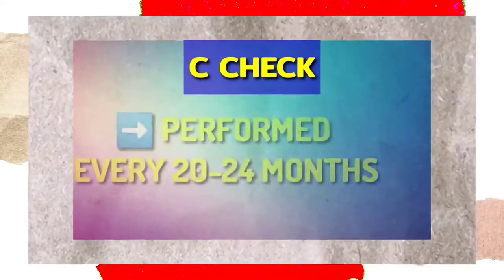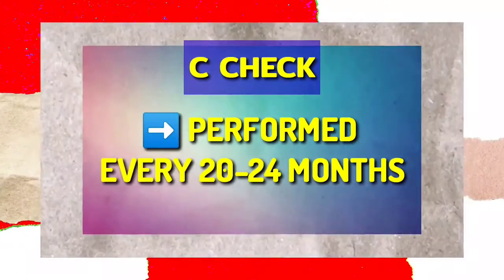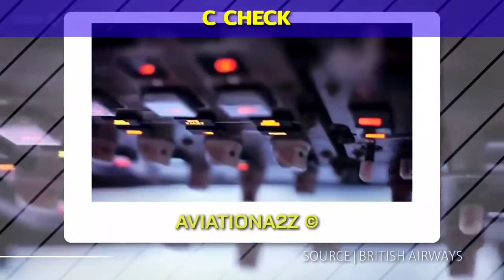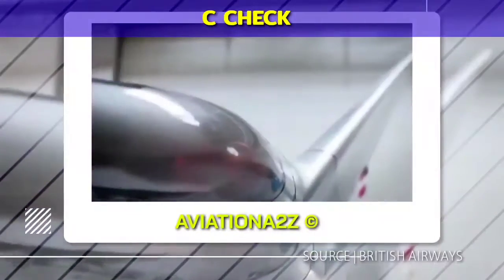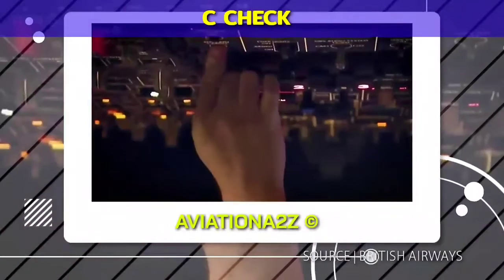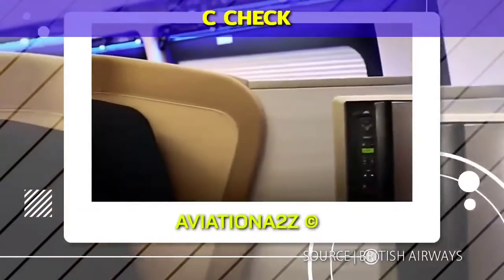C check. It is performed every 20 to 24 months or a specific amount of actual flight hours as defined by the manufacturer. As it is more extensive than B check, it requires a majority of aircraft components to be inspected. This check puts the aircraft out of service, and until it is completed, the aircraft must not leave the maintenance site.